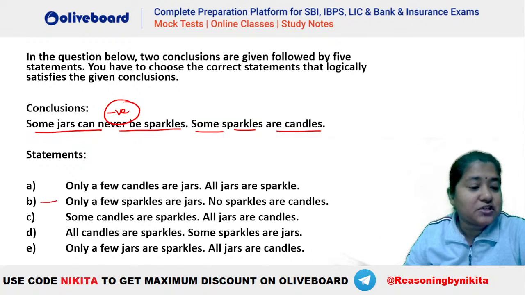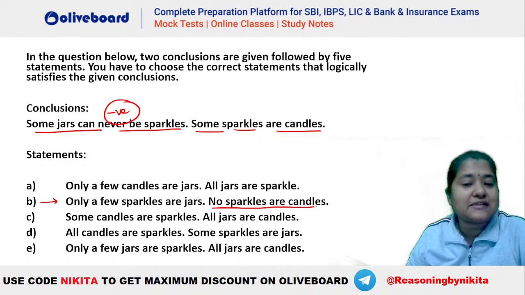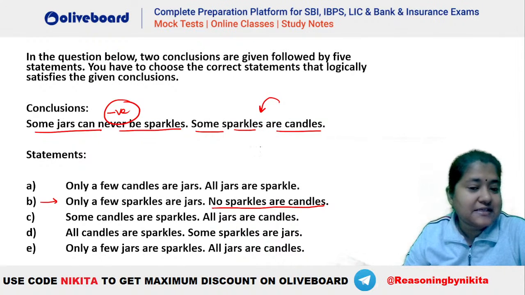If you check option number B, okay, if you check option number B, it says no sparkles are candle. Now, if we have no sparkles or candles, how can we have some sparkles or candles? Isn't it? So you can see it is contradicting the conclusion itself. So that means this is not the right answer.